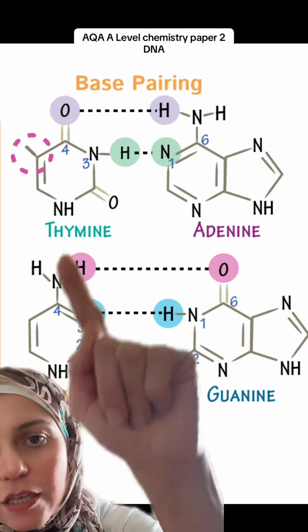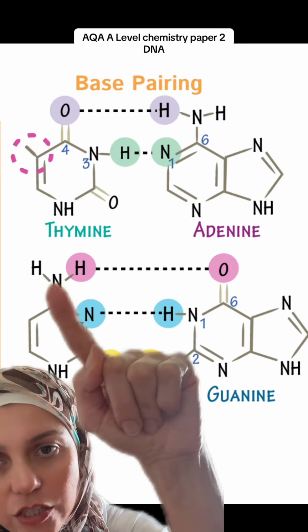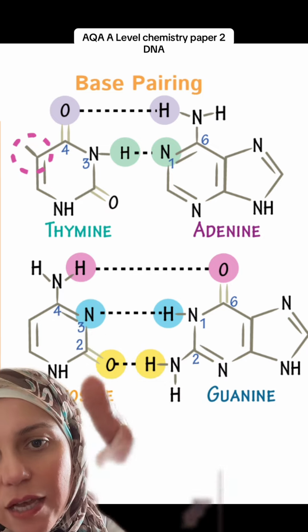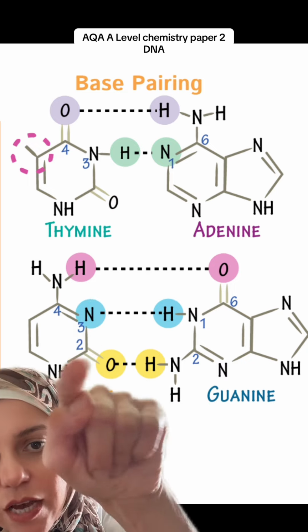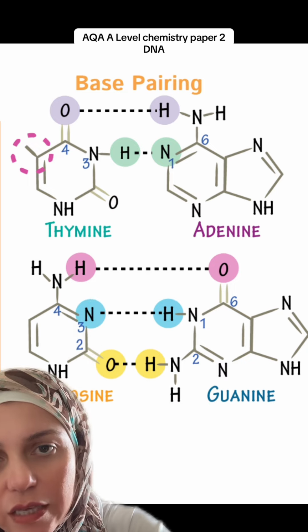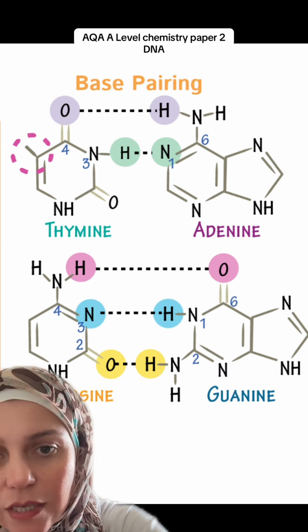For cytosine, they're going to make the hydrogen bonding with the NH2, the nitrogen next to it, and then the carbonyl group next to it. So these are the three hydrogen bonds for the guanine with cytosine.